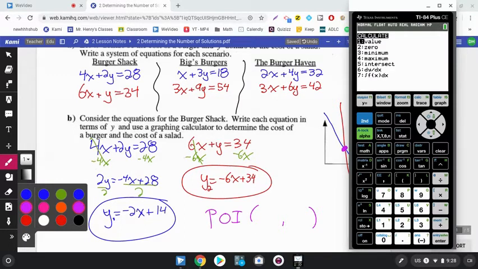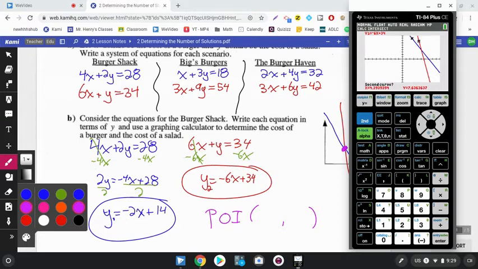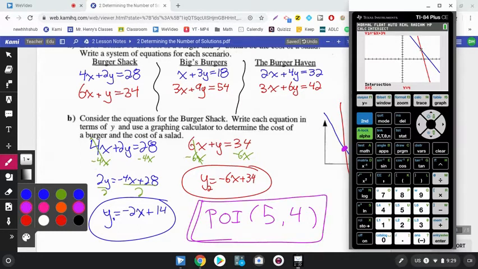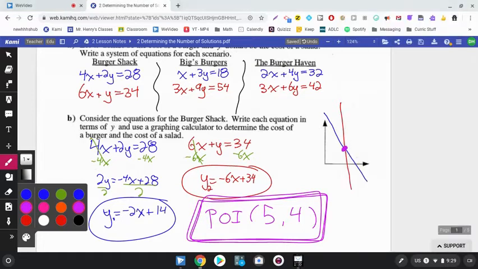Second calc. Scroll down to intersect or just press 5. It says you're already in the first curve. Well, I can't actually see my cursor, so I'll move my arrows. Oh, there it is. I'm on the blue line. Enter. Second curve. Move my arrows. Oh yeah, I'm on the red line. Enter. And then it asks me to make a guess, so I move a little bit closer. Oh, 5, 4. X of 5, y of 4. That is the solution.